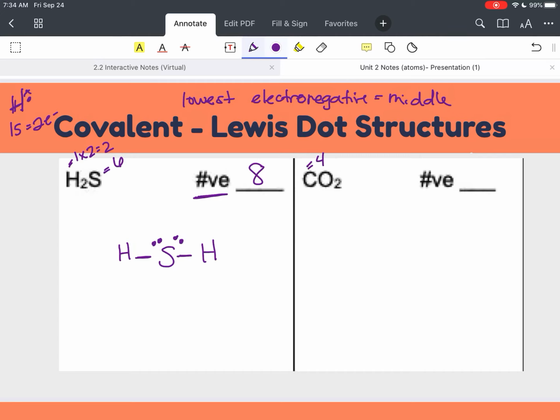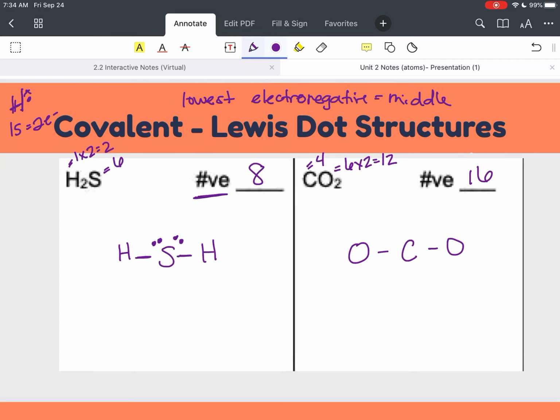Carbon has 4 valence electrons. Oxygen has 6, but there's 2 of them. So that means I have a total of 16. This one has a little bit more. Remember, least electronegative goes in the center. I can go ahead and put my oxygens around the edge. Okay, so I have 4 electrons now, and I need 16.